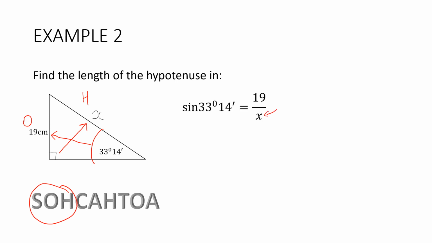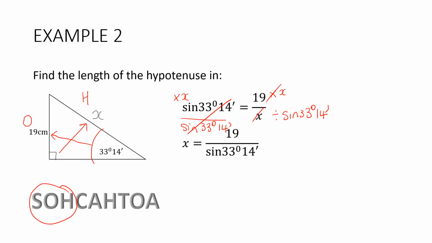You can see how we've ended up with the pronumeral on the denominator. Now a really quick trick is just to switch these two, but we should find out why that is. So we're going to do it the long way first. We're going to start by timesing both sides by x. They cancel. And then I'm going to divide both sides by sine 33 degrees 14 minutes. And these cancel. And I end up with x is equal to 19 over sine 33 degrees 14 minutes.